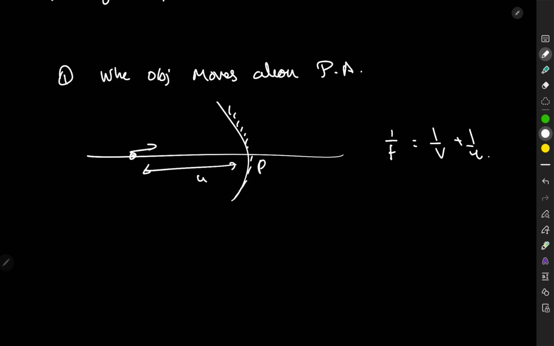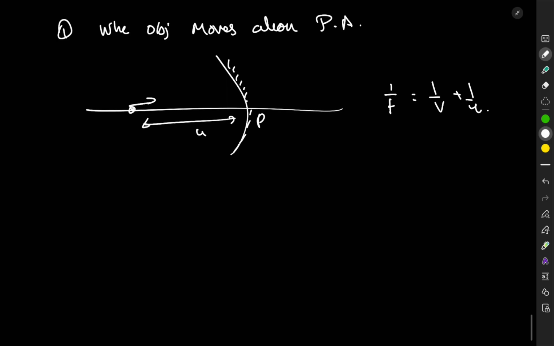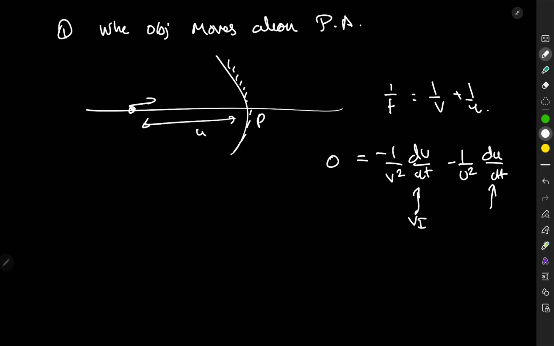It is the formula which relates the distance with respect to x-axis. This is the only formula, right? So I'm going to differentiate it. So I'll get something like 1 by v square dv by dt. We have already differentiated it in the magnification question, du by dt. This will be velocity of image, this will be velocity of object. Do you agree with me? Okay.